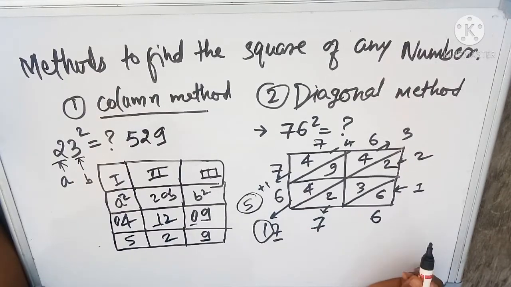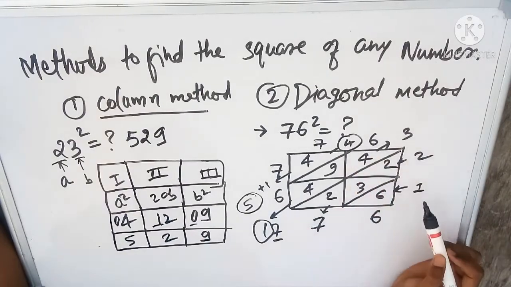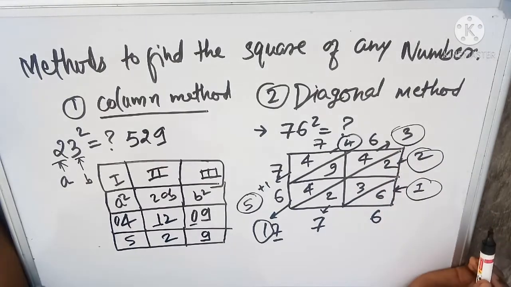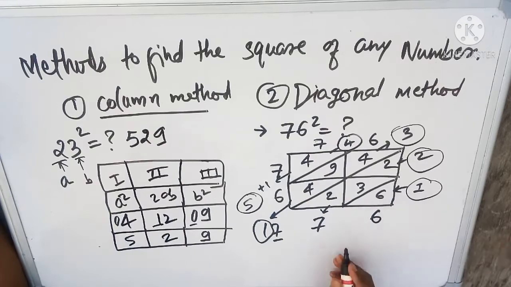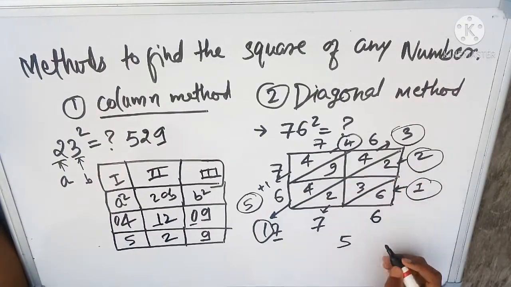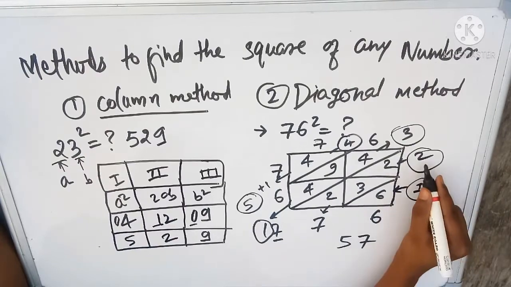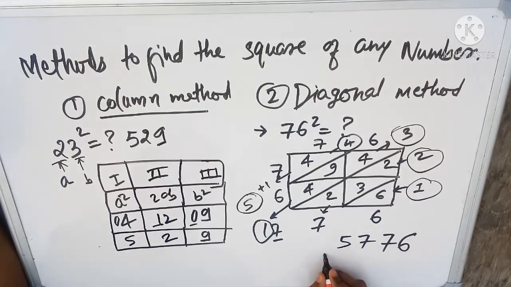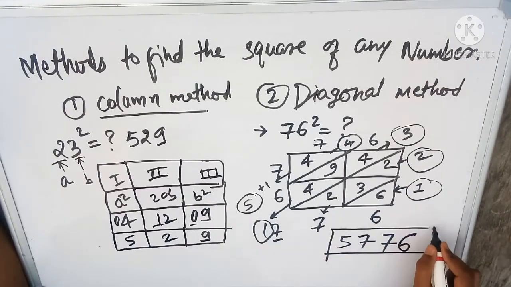Now, starting from the fourth row, we will write all the unit digits in order and know the answer here. The fourth row contains value 5, third row contains value 7, the second row contains value 7 again, and the first row we have value 6. So this is the square of number 76, 5776.